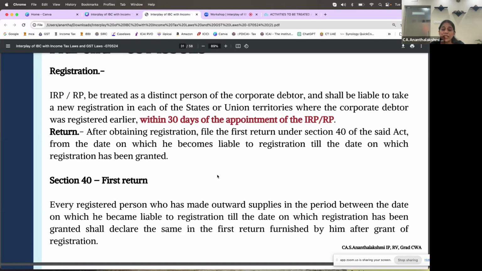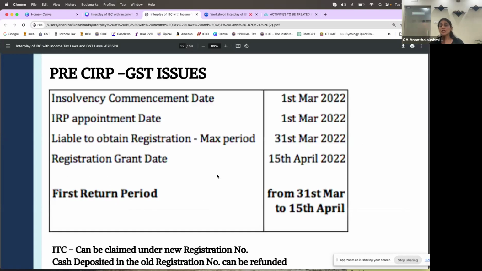First return means every registered person who has made outward supply in the period between the date on which he became liable to registration till the date on which registration has been granted shall declare the same in the first return furnished by him after the grant of registration. We will see the numericals, then we'll come to these wordings. For example, we'll assume that the insolvency commencement date was 1st March 2022. IRP has been appointed on the same day. Then this is the manner.